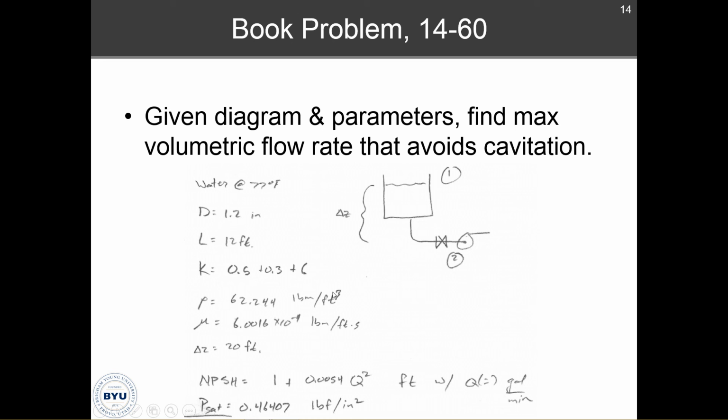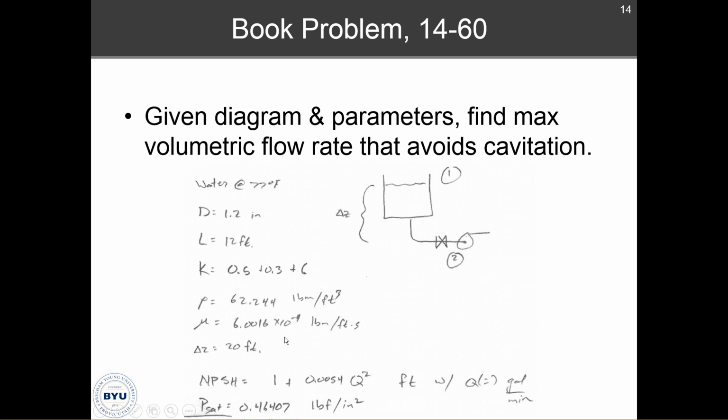The density of water is defined, the viscosity of water is defined, the total height difference is 20 feet, and then we have a curve for the net positive suction head. It's 1 plus 0.0054 times the flow rate squared. Again, Q is not heat transfer. This is the very ineffective swapping between V dot and Q. Q is the flow rate, and the units on Q are gallons per minute.